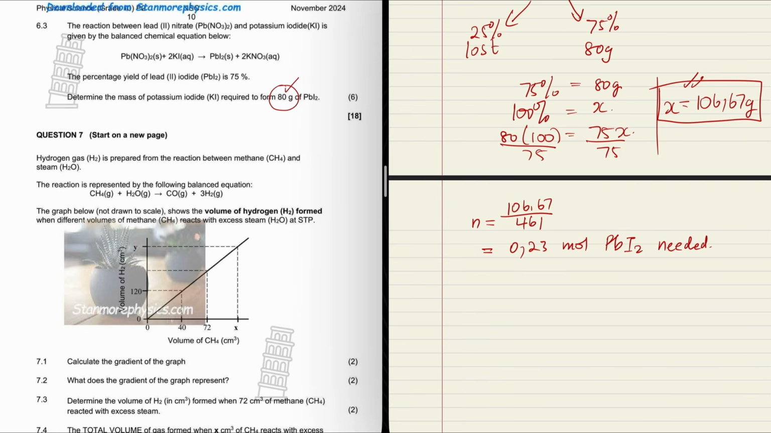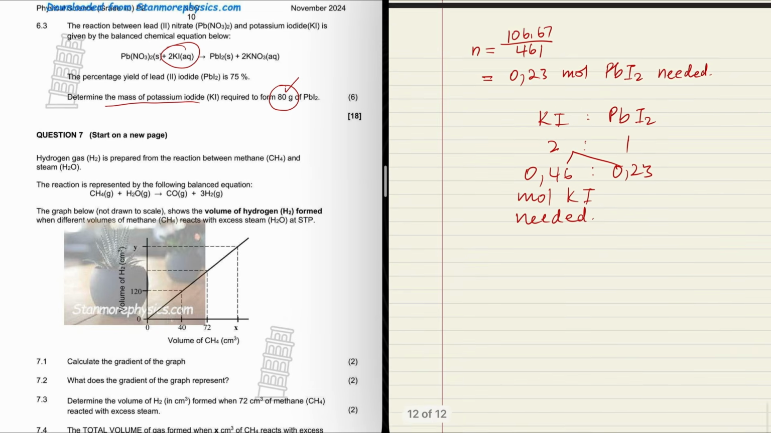Okay, that's the amount of PbI2 that we need to form. So the question is asking the mass of potassium iodide, so the mass of this. So we do a mole ratio now. KI to PbI2 from the reaction is 1 here and 2 here. So if I need to form 0,23 moles here, I'm going to need double that. So this is going to be 0,46 moles of KI that's needed.